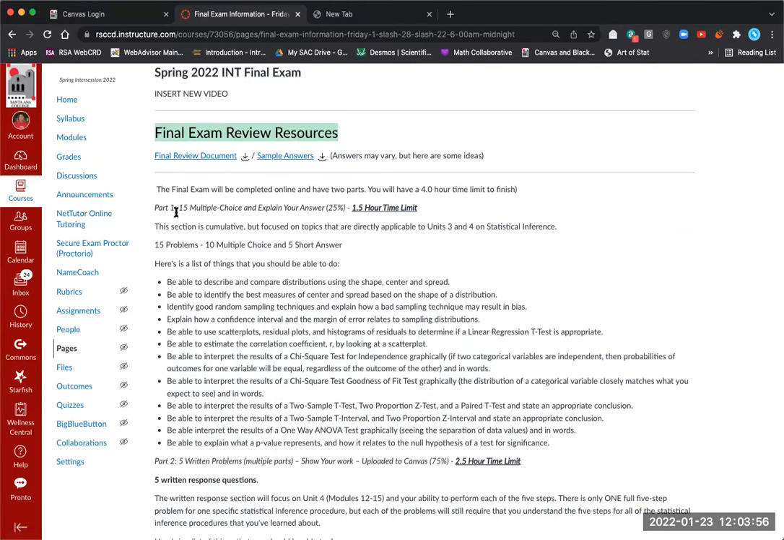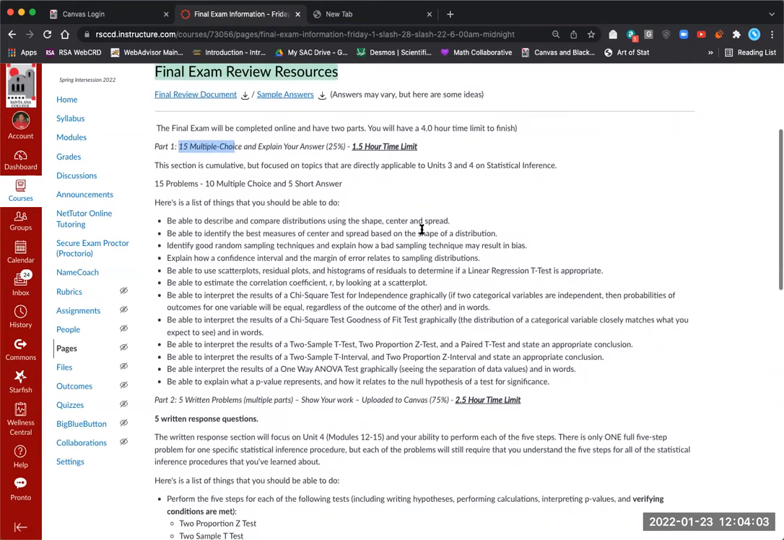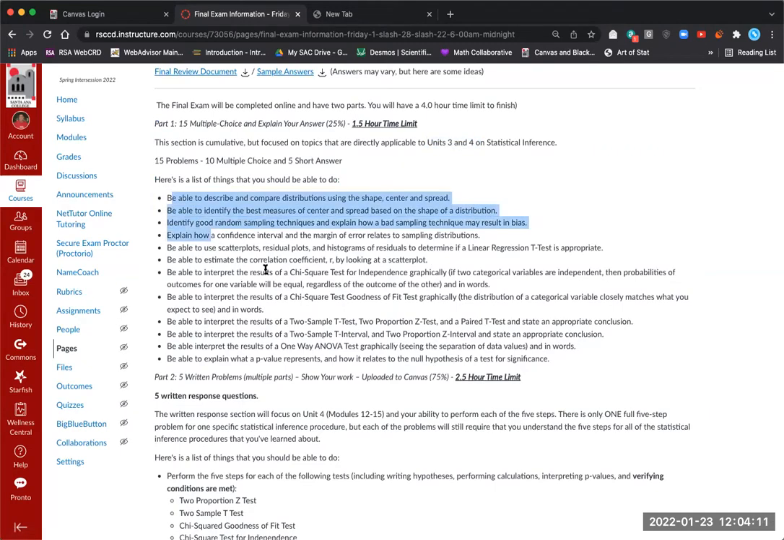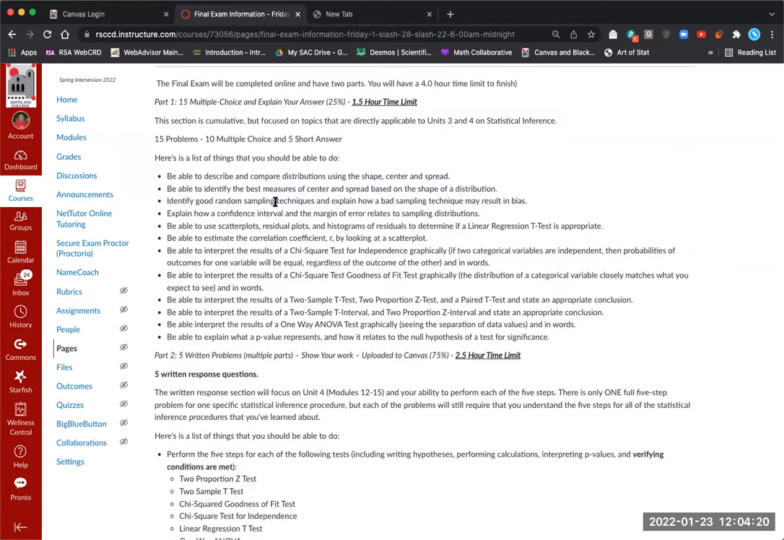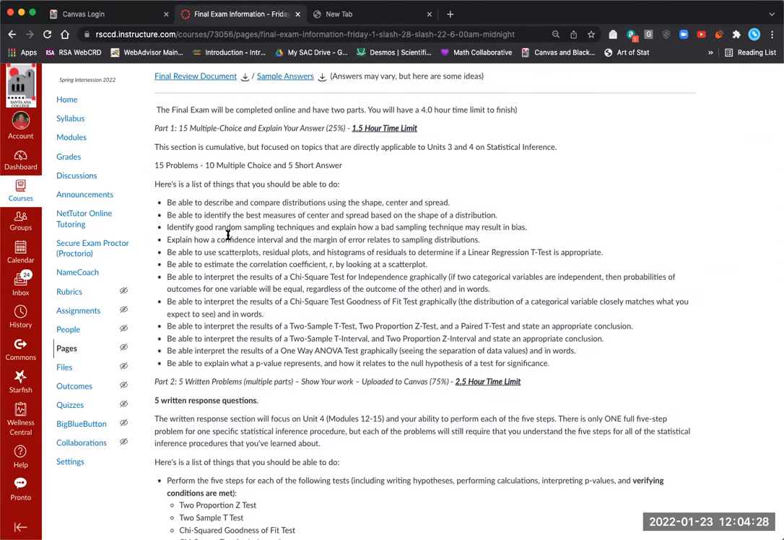It's two parts. Part one is 15 questions. It's a combination of multiple choice, short answer, or explain your answer, and you have an hour and a half to do that. It's only 15 problems. The focus is on units 3 and 4. However, there are things that you need to know from units 1 and 2, and you'll see a list of topics here that you should know how to do related to those old units. There's assumed understanding of some of these other things within the course, but the focus is on units 3 and 4.